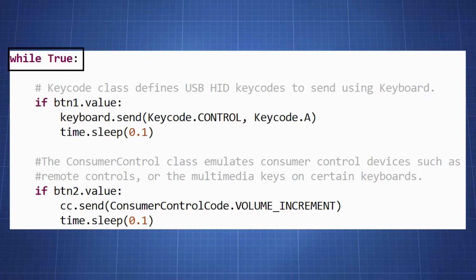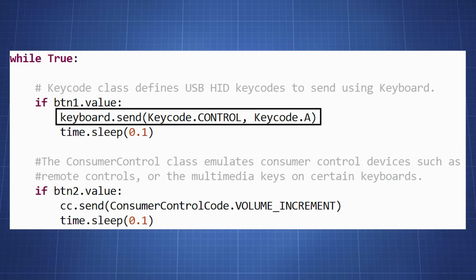We create an endless loop to test if any button gets pressed, making the input high. If the value goes from low to high, commands are sent to the computer. In the first button, we use the KeyCode class to send keys. In this example, we send the control key plus A, which is the shortcut for select all.